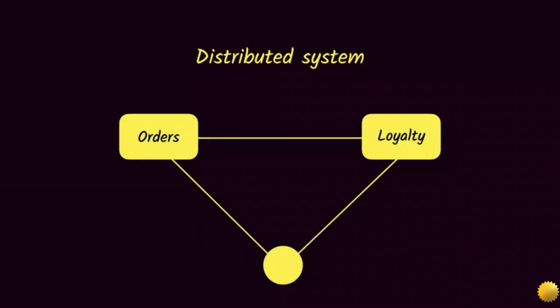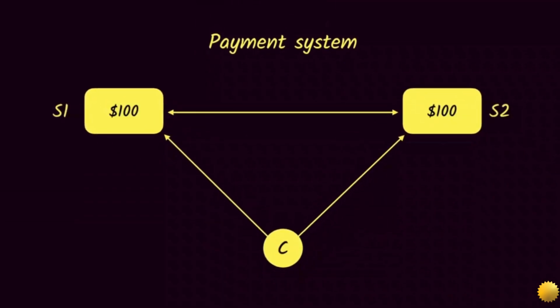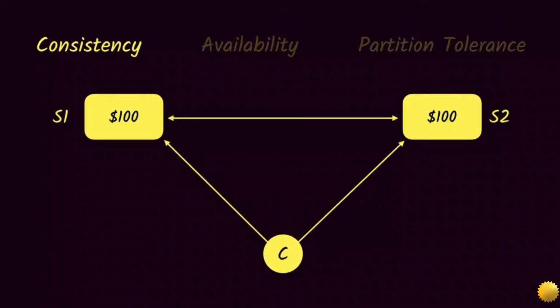For now, let's take an example of a simple payment system, which is a distributed system consisting of two servers, S1 and S2. Both of these servers contain a balance of the user, and the client can request either of these servers to get the available balance, or to withdraw or deposit into the account. We will now see how the properties, which are consistency, availability, and partition tolerance, apply to this payment system.